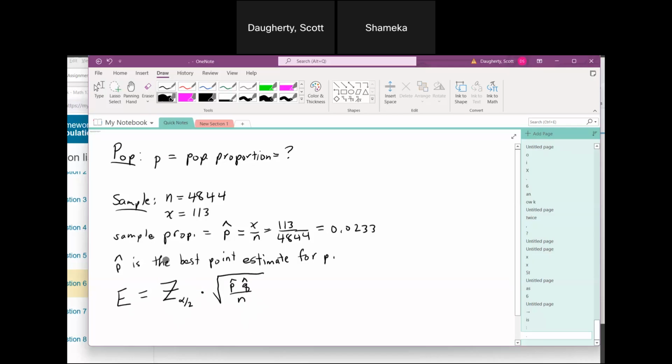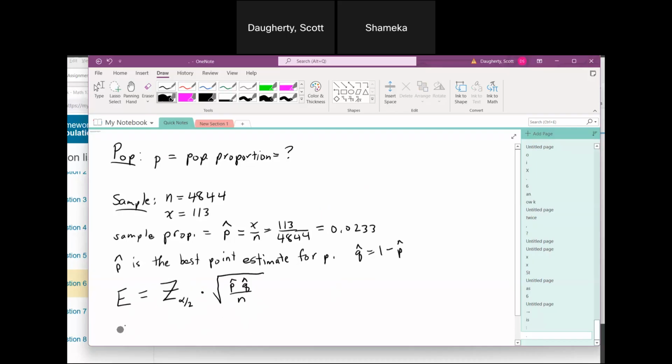And of course, we know what P hat is, right? This is P hat. Q hat is simply 1 minus P hat. In other words, the percentage of people that develop nausea as an adverse reaction in the sample. And then N, of course, is the sample size. The hardest part of this is finding this little Z-score. And so let me show you how to find that.